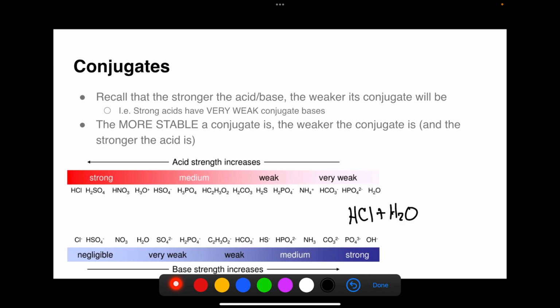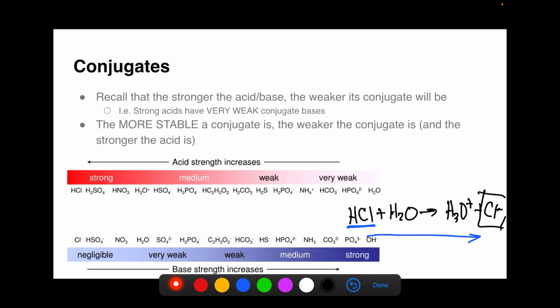When shown reacting with water, we get H3O plus and Cl minus. We know that HCl is a strong acid, meaning that the equilibrium position will lie very, very far to the right. That means that its conjugate base, Cl minus, must be very stable. In other words, it does not have much ability to cause the reverse reaction to occur. The more stable the conjugate is, the stronger the acid will be.